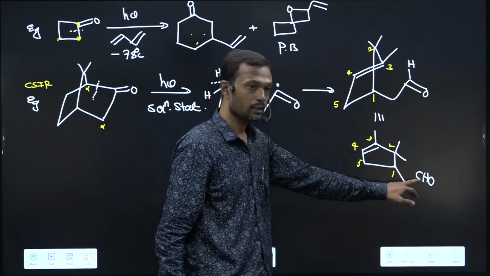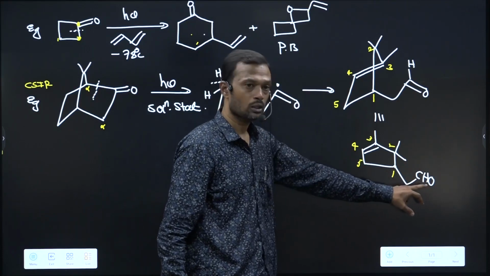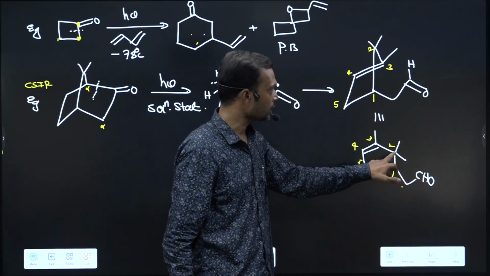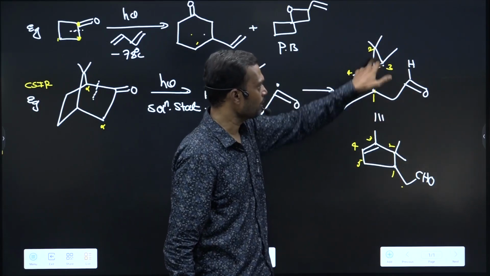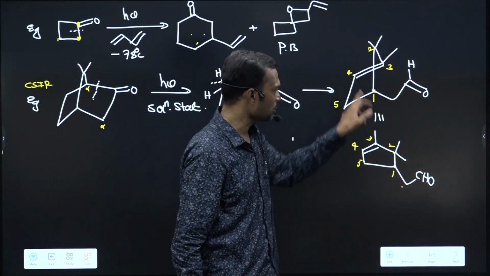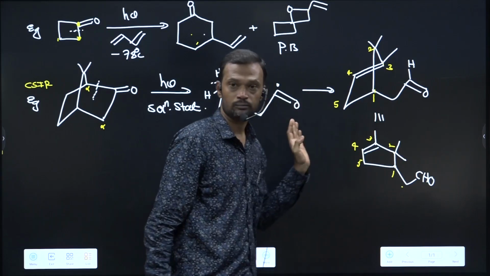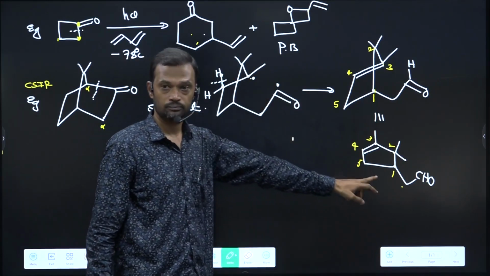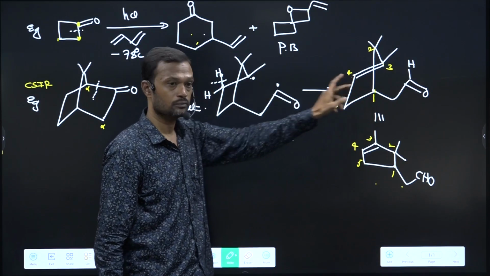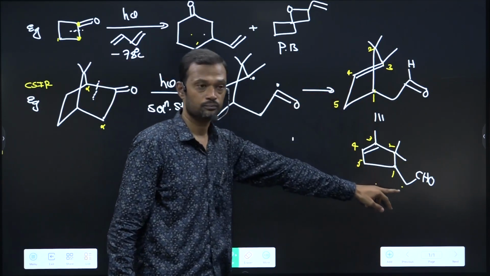First carbon carries CH2 attached to the aldehyde. Then the second carbon carries 2 methyls. Matching. Third carbon, methyl with double bond. Over. So this they will give in your exam. They won't give this structure. In options they will give this one.